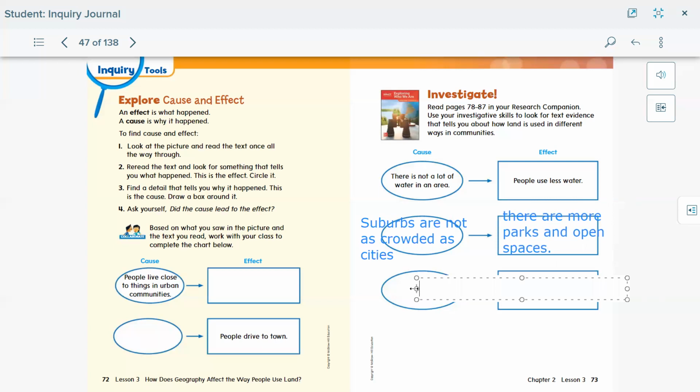So let's go for one more effect. People need to get from place to place, and that's why they change the land around them, either by building more roads, more buildings, or more factories. It depends where they stay or where they are living. So we can say that people need to get from place to place.